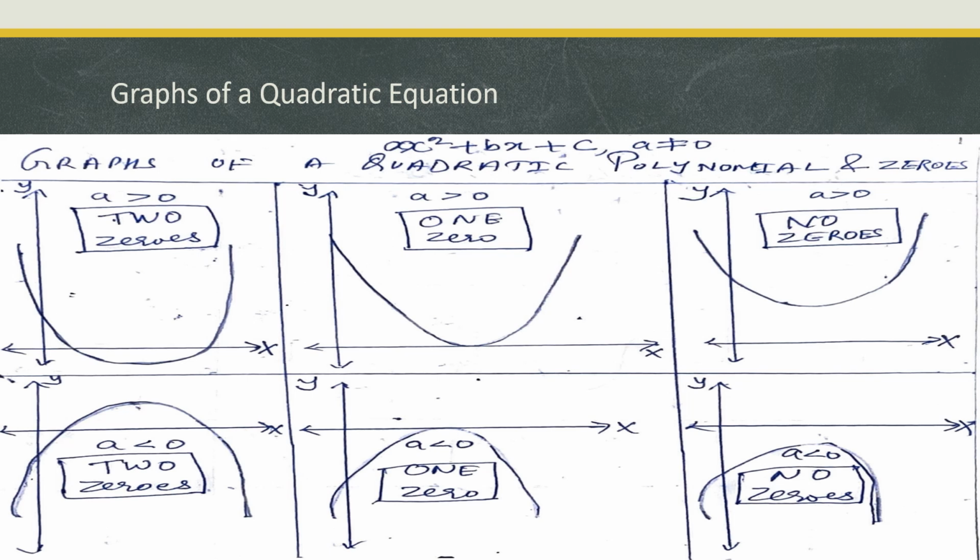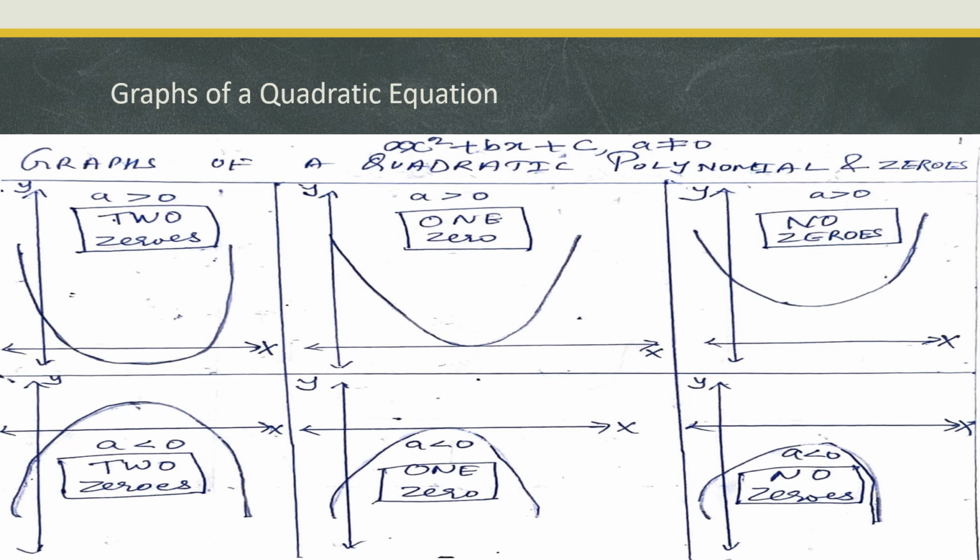Now in the first graph you can see that the parabola is facing upwards and it is intersecting the x-axis at 2 points, so it has 2 zeros. In the second one, again, since the parabola is facing upwards, the value of a is greater than 0, but it is intersecting the x-axis at only 1 point, so it has only 1 zero. In the third one, it does not intersect the x-axis, so it has no zeros. This shows that a polynomial of degree 2 can have at most 2 zeros.